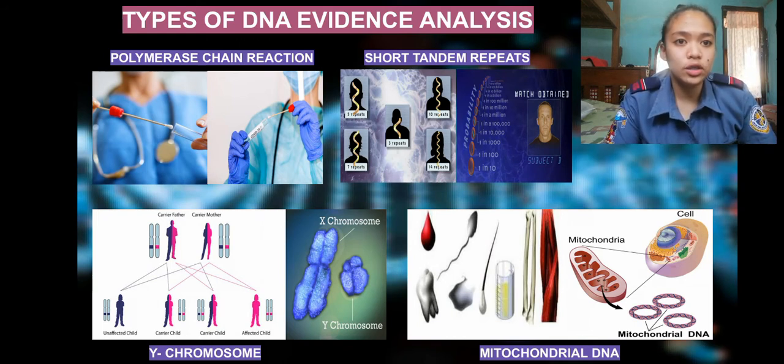So, next is the short tandem repeats, meaning it is the microsatellite with repeats that are 2 to 7 base pairs in length, with the human repeats varying among individuals. And the short tandem repeats are also the most beneficial for human identification.